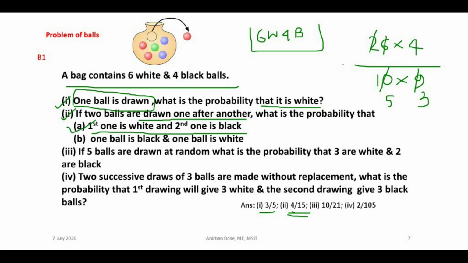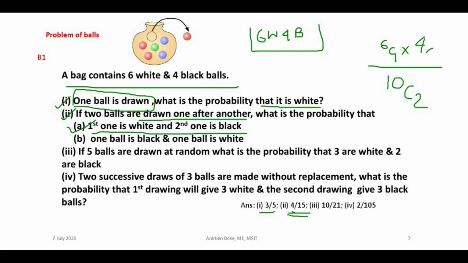Now the second part, one ball is black and one ball is white. Now you see the question, same question, one ball is black, one ball is white. So you need not consider the order, just simply find the total cases possible. Out of 10 balls, you are drawing 2 balls. You can do it in 10C2 ways. One ball is white and one ball is black. Sorry, there are 4 black balls.